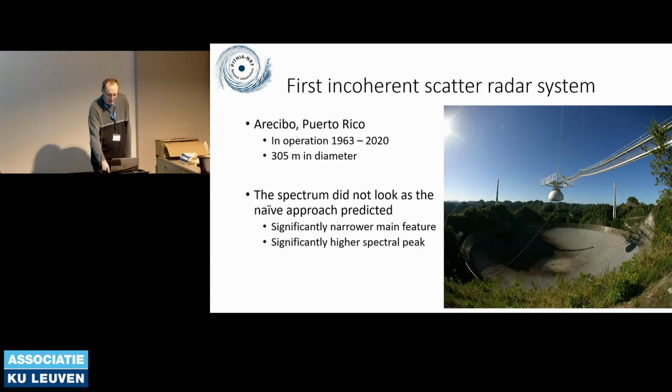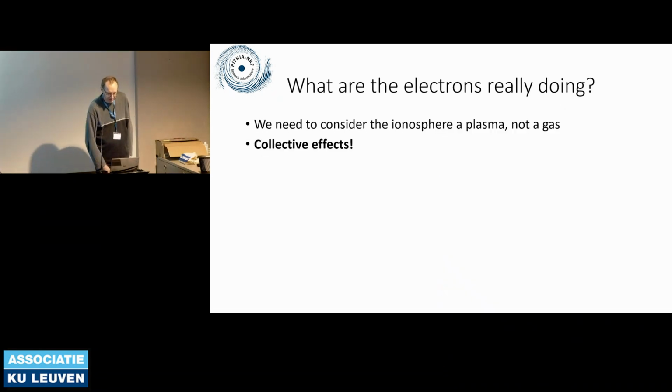The first incoherent scatter radar system they built was in Arecibo, Puerto Rico, using this more or less naive approach. They built it 305 meters wide. But luckily the spectrum did not look as they predicted. It had a significantly narrower main feature and a higher spectral peak, so it was much better and much easier to do. You don't need this big a dish, you only need 30 meters, which is still a bit.